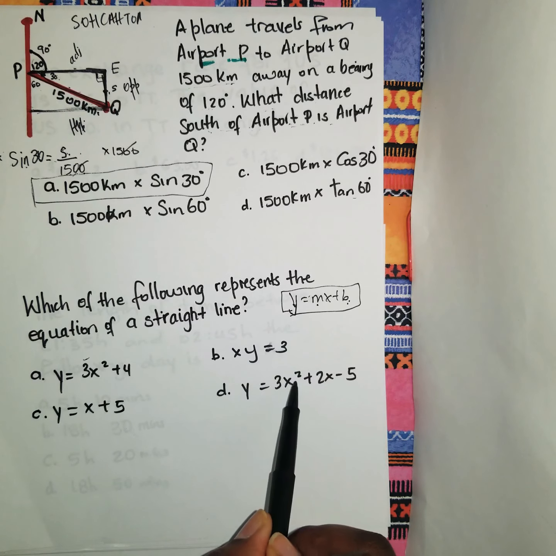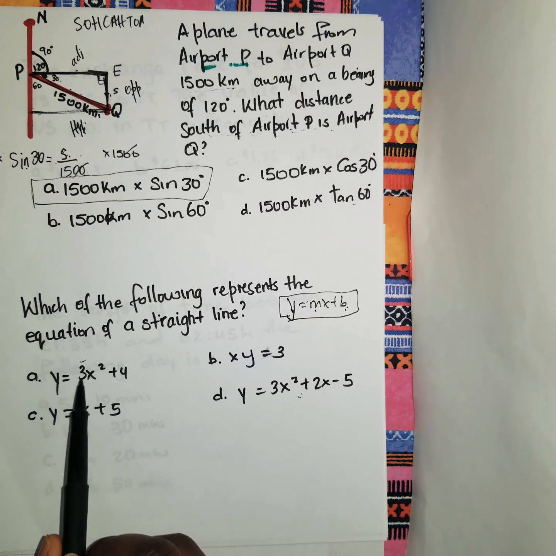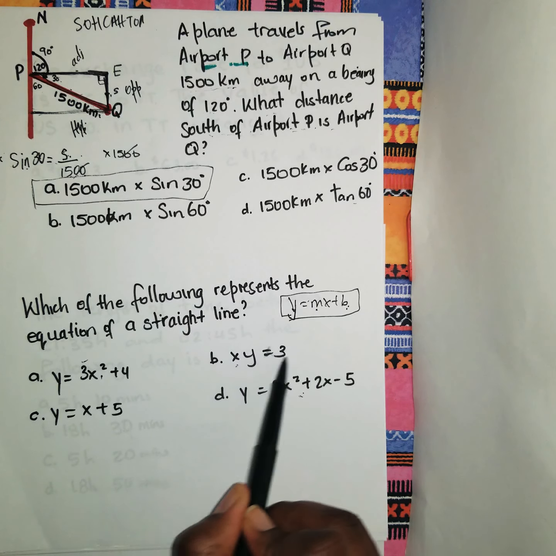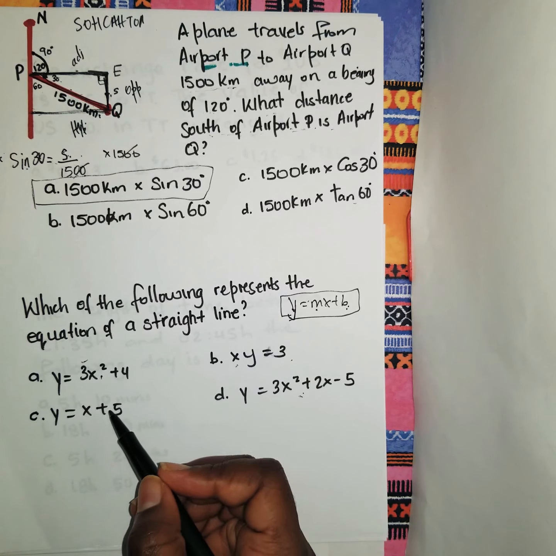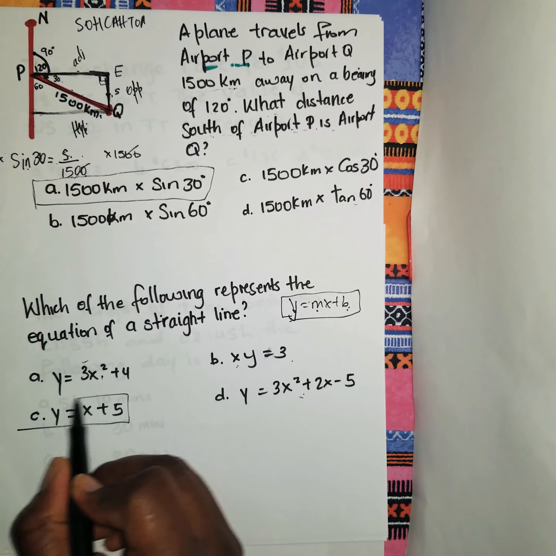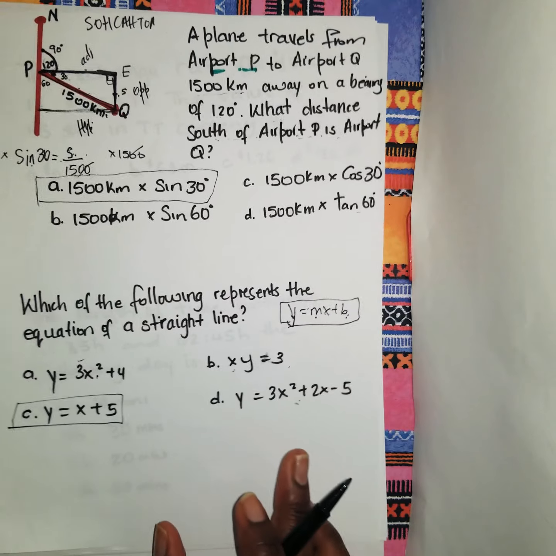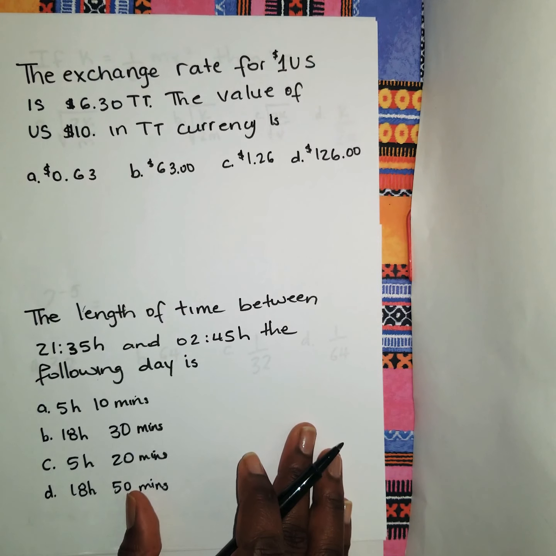And so far, this will be out of it because that's a quadratic. This will be out as well, a quadratic. This is a multiplication of these two. So that's nonlinear. And so the linear would be y equals x plus 5y. Let's move on to the next question.